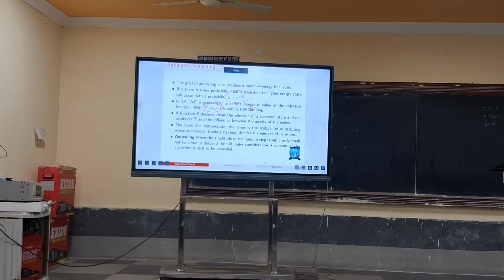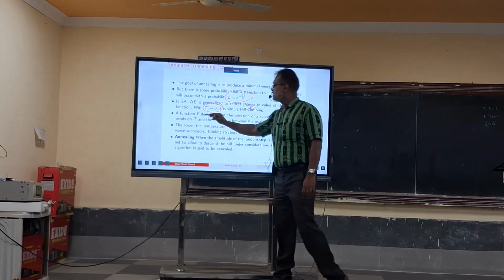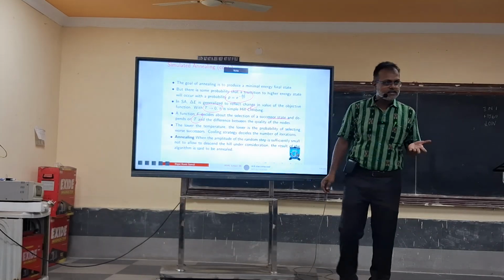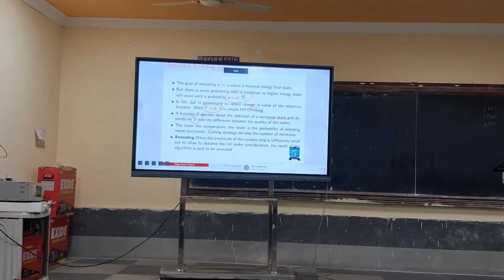That's what it says. So the function f decides the selection of the successor state and depends on the T, temperature. The lower the temperature, the lower is the probability of selecting successors. The lower the stress, you can make idealistic better decisions. But when the temperature is high, sometimes it is desirable to go for a coarse solution. When the temperature is lower, we generally don't go for it. Suppose you have enough money and time, then you sit down, prepare, and get your final job in the first attempt itself. But that is not always possible, right?